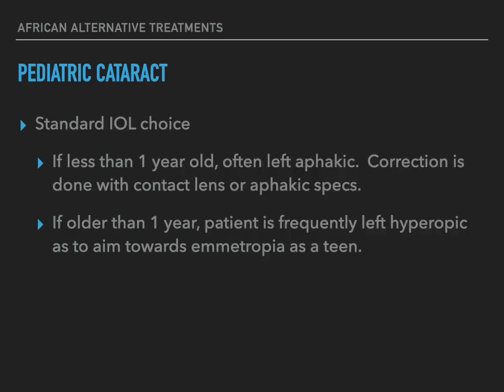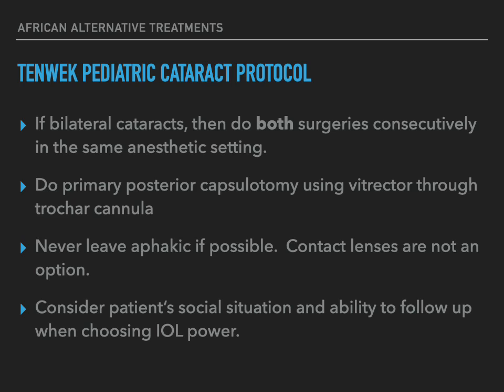Now, there are a lot of different practices regarding intraocular lens choice in children. Often in the U.S., if the child is less than a year old, they are left aphakic and correction is done with a contact lens or aphakic spectacles. And then, if greater than a year old, the child is left hyperopic as to aim towards emmetropia as a teenager. But at TENWEK, we follow a slightly different practice.